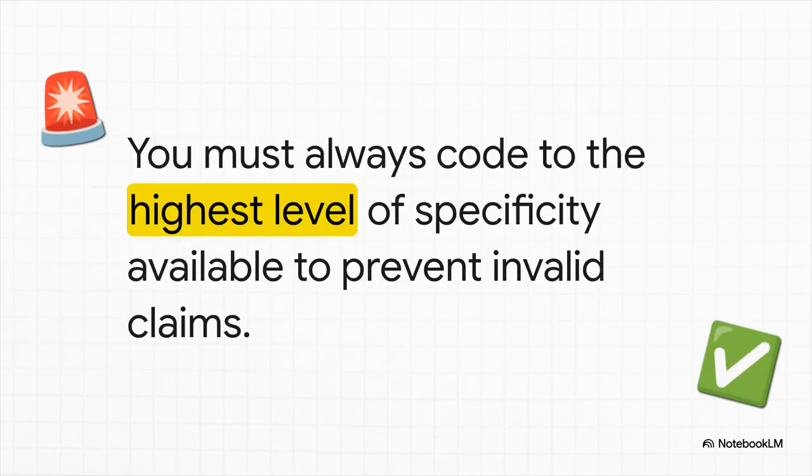Which brings us to the code completeness rule. You absolutely must always code to the highest level of specificity available. A major exam trap is the truncated code. Listen, if a category has subcategories that require 4, 5, 6, or 7 characters, a 3-character code is completely invalid. You can't just stop halfway. You must fully expand it.